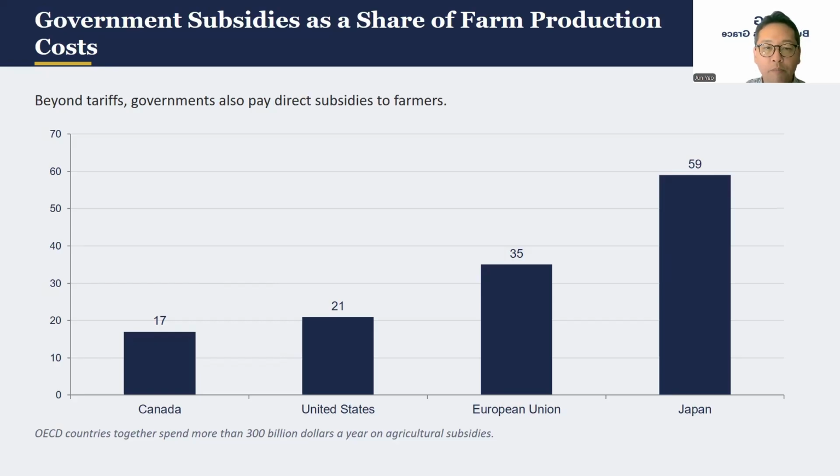Combine this subsidy picture with the high tariff numbers from the previous slide, and you can see why agriculture trade and negotiations are so difficult. Farmers in these countries are protected from two directions at once, through tariffs at the border and through subsidies at home.